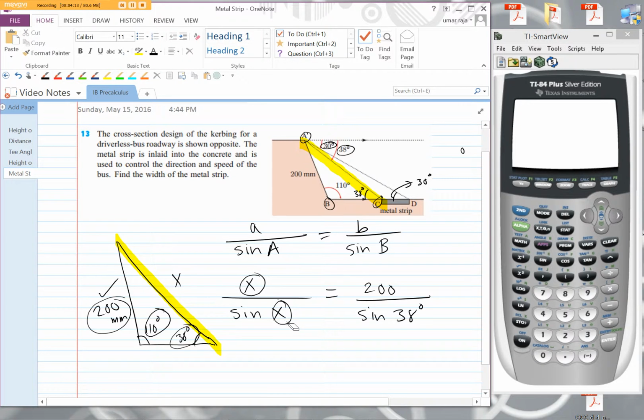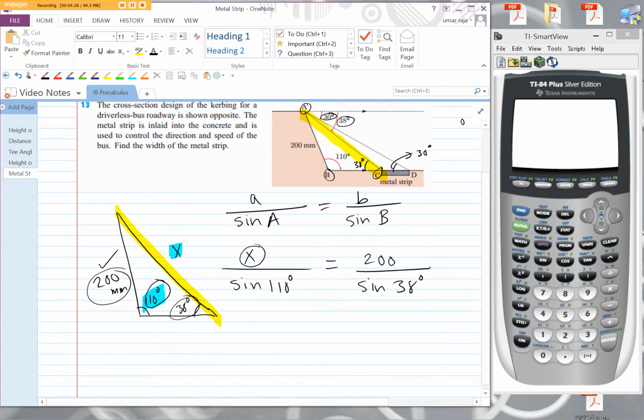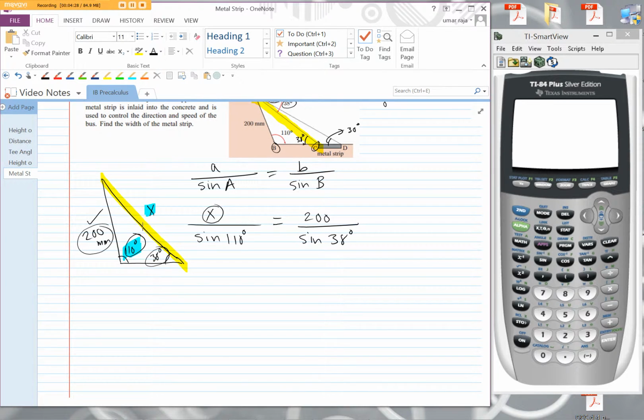As a matter of fact, we can go back and call this angle x to be 110 degrees, because that's actually given to you. So you can see that the angle that goes with side x is 110 degrees, so you can write it like this. Now, what do you notice about this problem? At this point, that's one equation, one unknown, so you can solve for this.